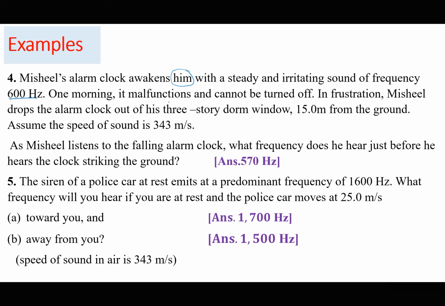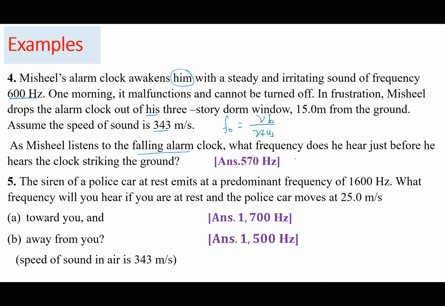One morning, it malfunctions and cannot be turned off. In frustration, Michelle drops the alarm clock out of his 3-story dorm window, 15 meters from the ground. Assume that the speed of sound is 340 meters per second. As Michelle listens to the falling clock, it is moving away from Michelle, so we shall consider the observed frequency to be V over V plus the speed of the source, times the frequency of the source. What frequency does he hear just before he hears the clock hitting the ground?